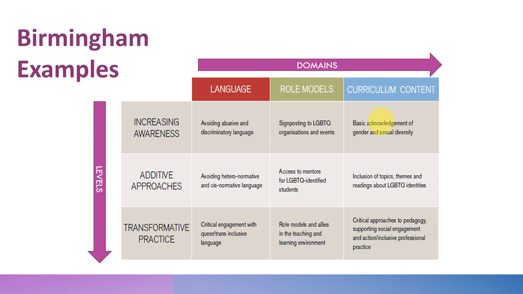Now we're mapping curriculum content against each of the levels, starting with increasing awareness. And again, this is a fairly low level of activity, but it still has an impact on inclusion, because it changes your mindset. Increasing awareness changes your mindset. How good is that? So we're starting with a basic knowledge of gender and sexual diversity, acknowledging that these things need to be made visible.